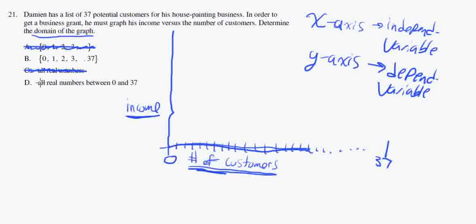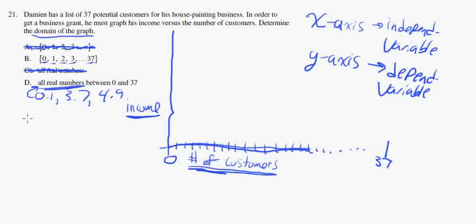Well, B says that our domain is just going to be all the whole numbers, 0, 1, 2, 3, 4, all the way up to 37. D says all real numbers. This could be 0.1 or maybe 3.7 or 4.9. Those numbers would work for this. For B, only integer numbers, only whole numbers. Okay, so which one would be correct? They look like both could be correct, but only one of them is.